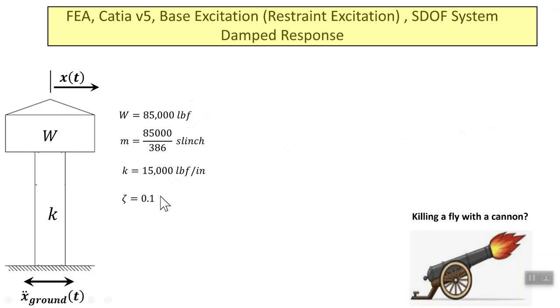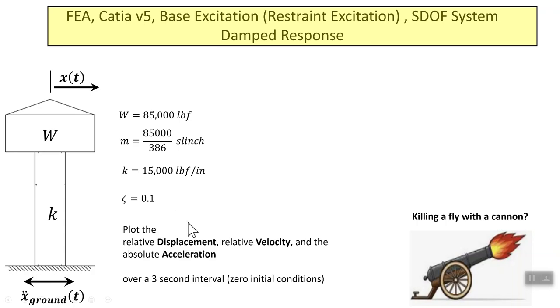Now the data is given here, so we have the weight of the tower at the top, and we're assuming that the shaft or the base here is massless compared, obviously, to the weight on the top, and the stiffness of this support. And we are assuming that there is a damping, zeta equal to 0.1, which is 10%.